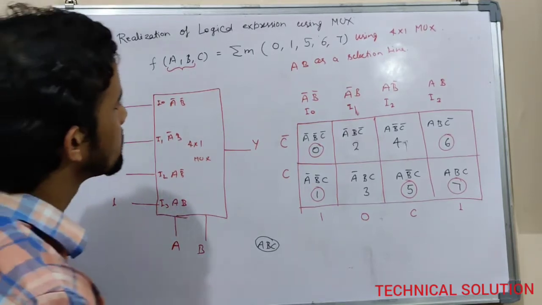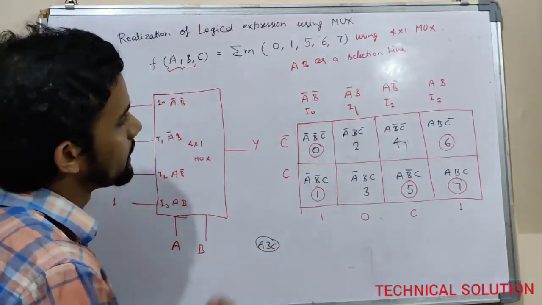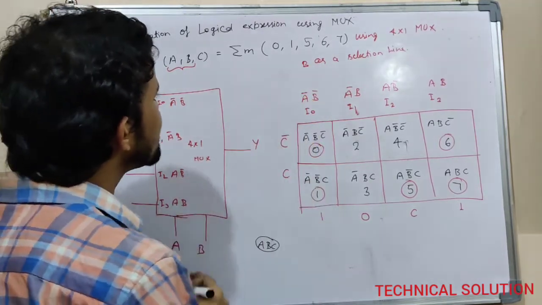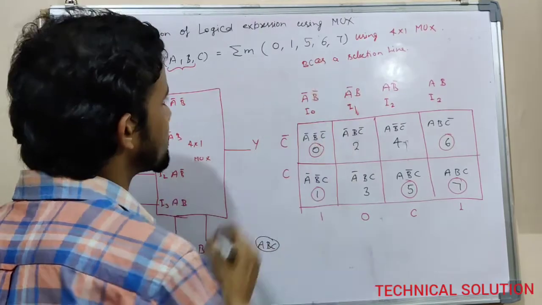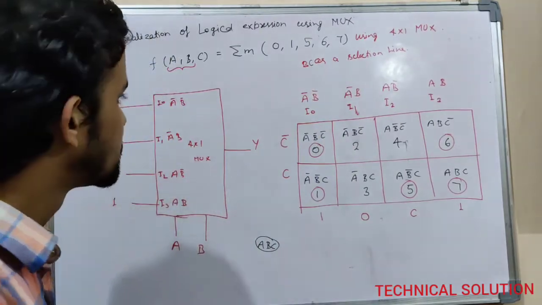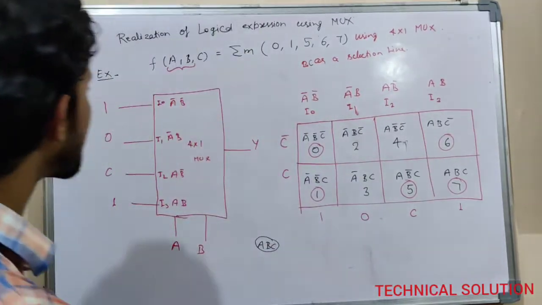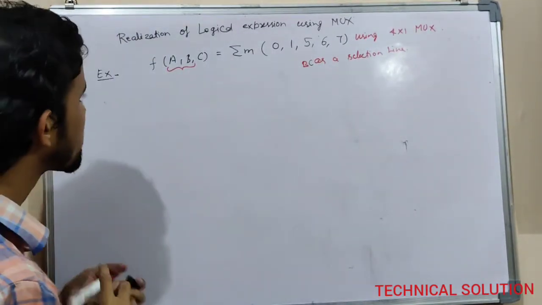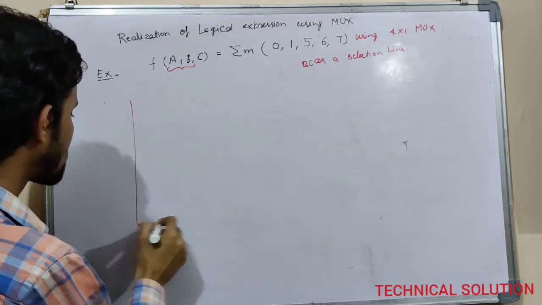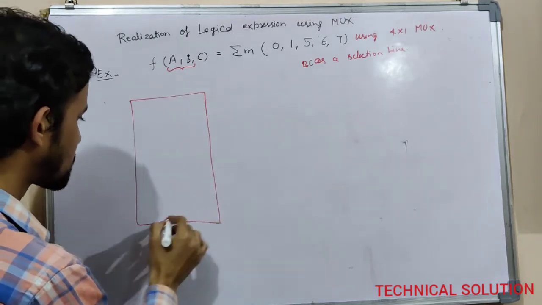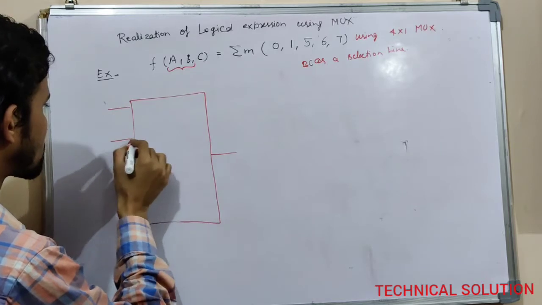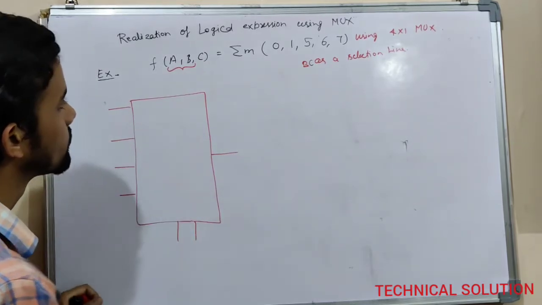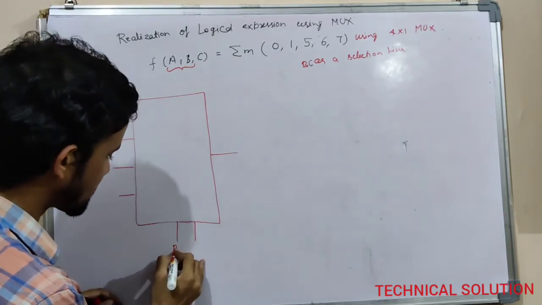Next, solve. In this we considered AB as a selection line, but we can also consider BC as a selection line. Then we have to repeat this process again. Okay, for BC as a selection line, what I have to do is, this is a 4x1 mux. There are 4 inputs and 1 output, and there are two selection lines in which BC is the selection line.